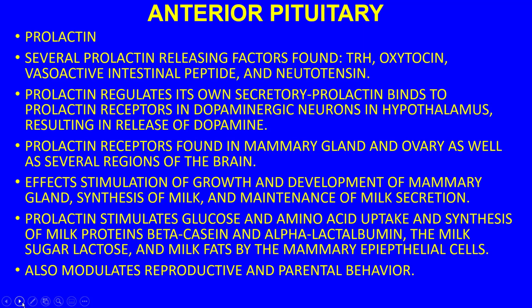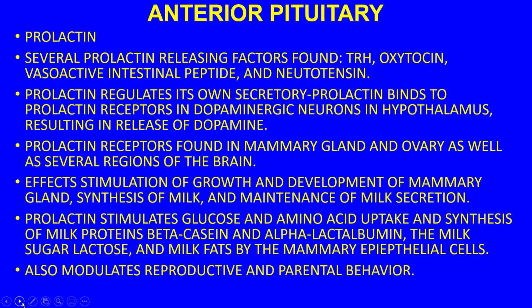Prolactin regulates its own secretion, really. Prolactin binds to prolactin receptors in dopaminergic neurons in the hypothalamus, and so this results in a release of dopamine. It seems like a positive feedback in a way. But prolactin receptors are found in the mammary gland and ovary, as well as several regions of the brain. The effects are the stimulation of growth and development of the mammary gland, synthesis of milk, and the maintenance of milk secretion.